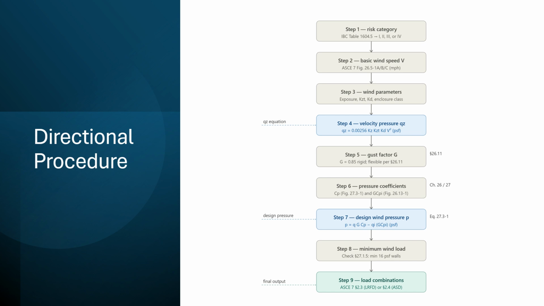And then you'll get your pressure coefficients. This is positive and negative, depending on if you're examining the windward wall, leeward wall, or the side walls. And then you'll have your design wind pressure. So you'll get your velocity pressure, you'll have your gust factor and your pressure coefficients. Then you'll plug that in, get your design wind pressure, and then you'll get your minimum wind load. So there are some minimums defined by ASCE 7, 16 pounds per square foot. Most of the time you're going to get over that, especially for windward walls.